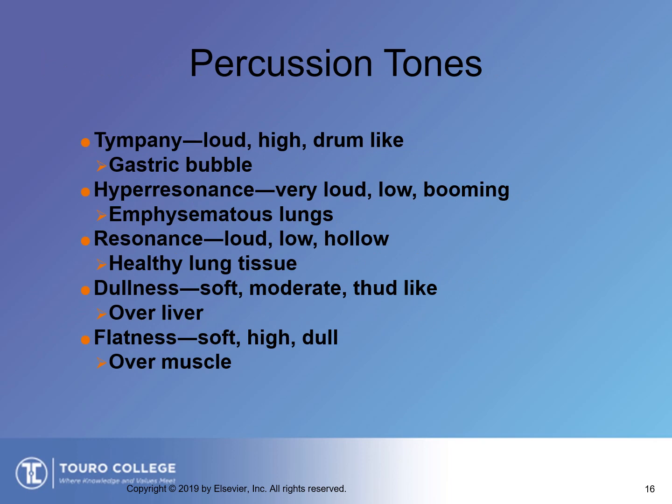The tones that you're going to hear: tympany, that's what I talked about. It's loud, high, drum-like. You'll see that in a gastric bubble. We used to do that back in the day when I worked in women's health to check feeding tubes in babies. Hyperresonance is very loud, booming, and you'll get this with patients who have emphysema. They have air trapping. Resonance, loud, low, hollow, signifies healthy lung tissue. Dullness, over the liver. Flatness, over muscle.